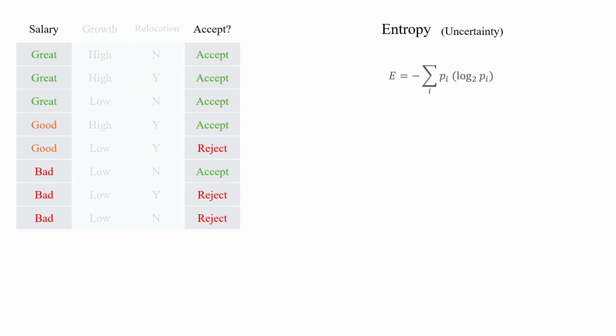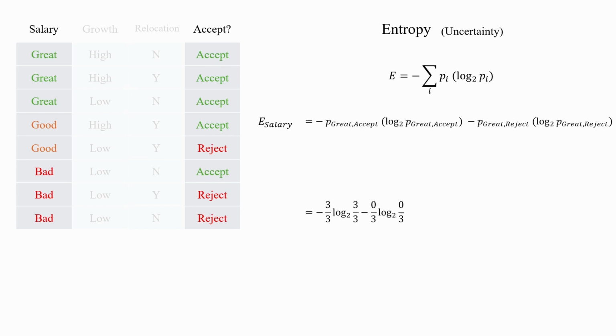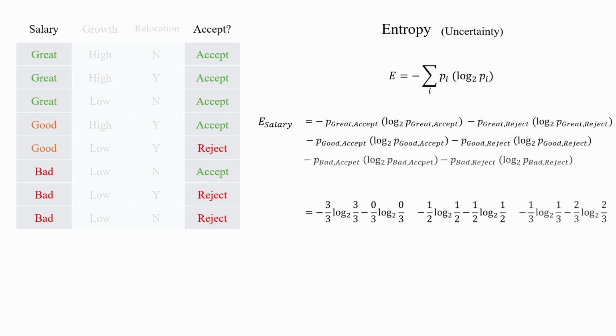Approaching this in a more mathematical way, we need to calculate the entropy for each of the 3 variables. This can be done with the mathematical equation here. This quantifies the level of uncertainty of your feature variables against your label variable. So calculating only for salary, the entropy calculation takes the percent of the yeses times the log base 2 of the percent of the yeses minus the percent of the no's times the log base 2 of the percent of the no's for the great rows, and the equivalent for the good rows and the bad rows each.